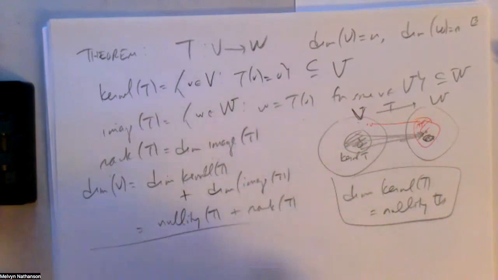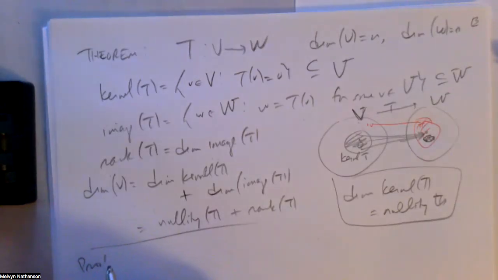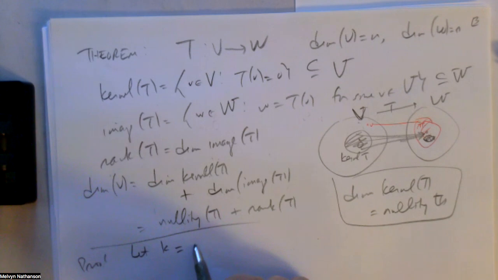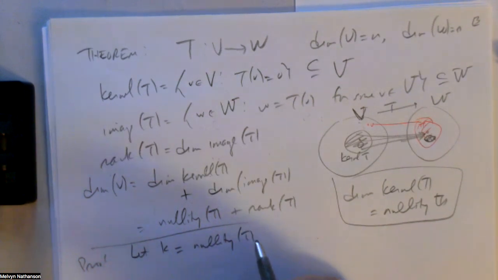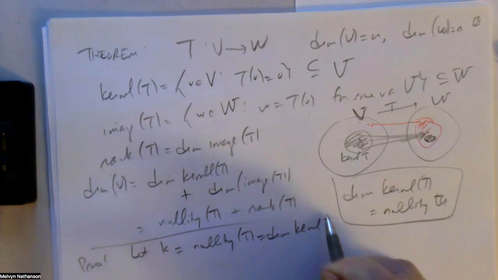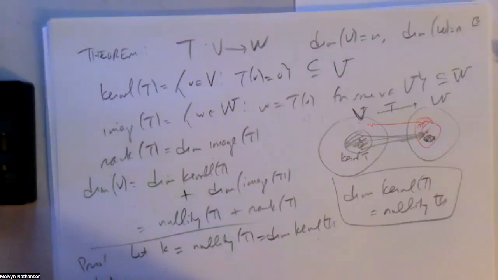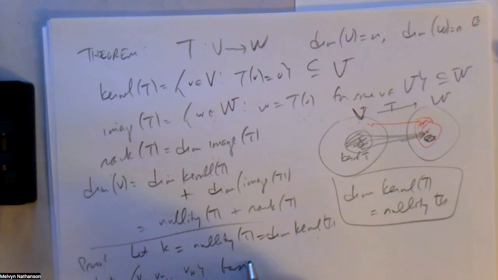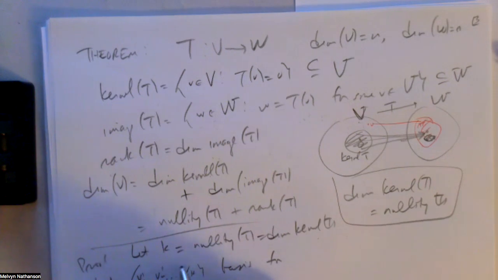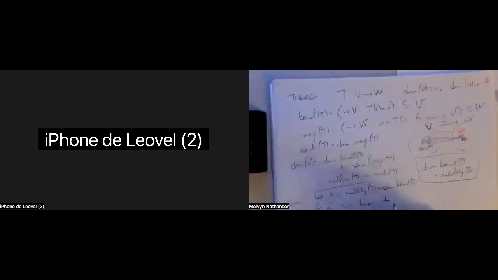You have to know this theorem and you have to know how to prove it. And I'll show again how to prove it. So suppose we let K be the nullity of T, which is the dimension of the kernel of T. So let V sub 1, V2 up to Vk be a basis for, let me call this prime, be a basis for the kernel.